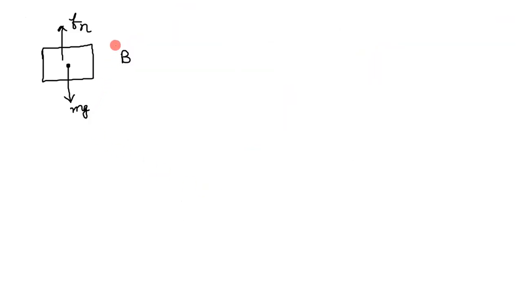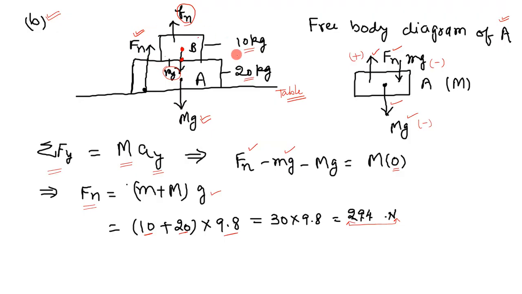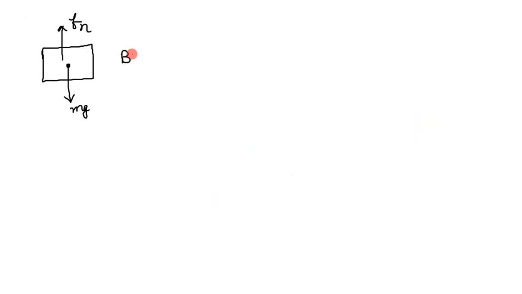Let us now draw the free body diagram of only block B. If we go to the main figure, we see that in the case of block B, there is a force small Fn, which is exerted by block A on block B, and it is in the vertically upward direction. The weight of block B is acting vertically downward. No other force is acting on block B. So the free body diagram of block B will contain only two forces: small Fn in the vertically upward direction, obviously with a plus sign, and mg, the weight of the smaller block, in the vertically downward direction with a minus sign.